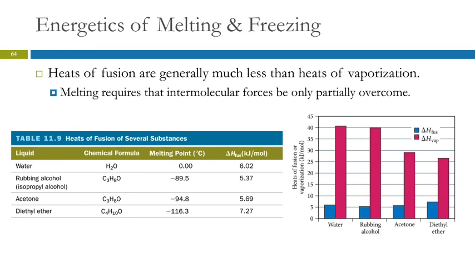Heats of fusion are generally much less than heats of vaporization. I mentioned this earlier because you're only partially overcoming the forces. So here's a bar graph showing the difference here. So blue is fusion, red is vaporization. So heats of vaporization are a lot higher. And again, we just look up these values in a table like this, we don't memorize these things.